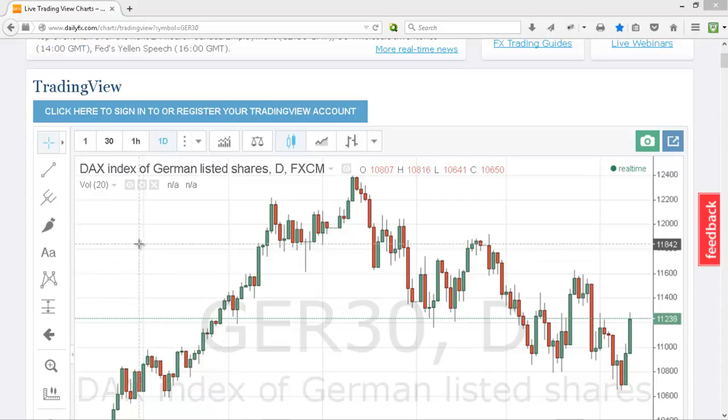So we also have plots of, say, the DAX, which is not FX. So you can also look at gold, oil, stock markets.